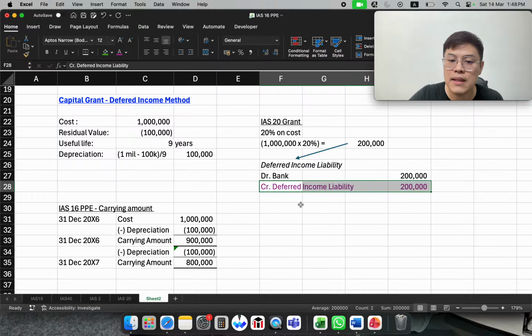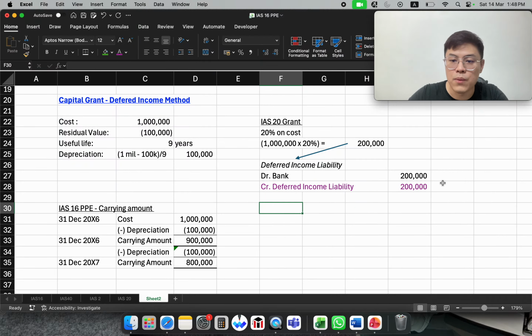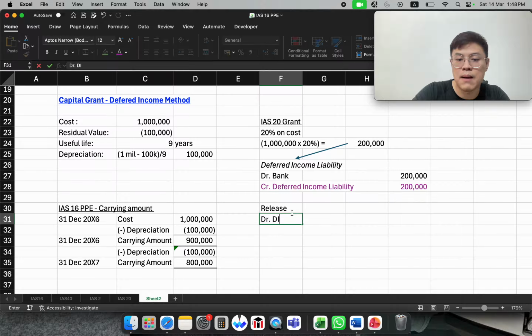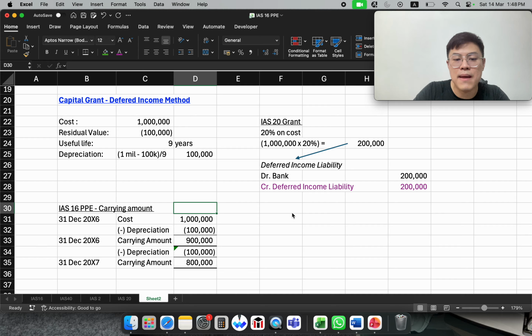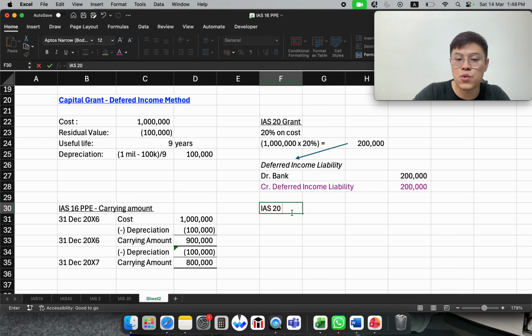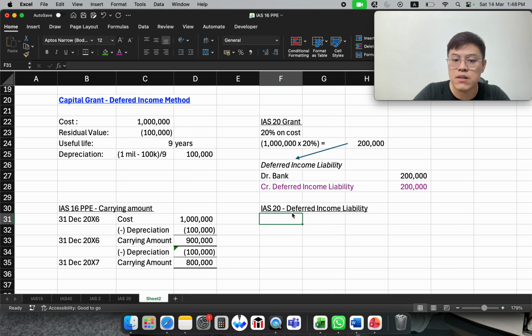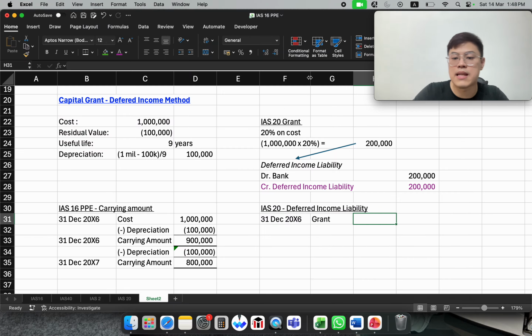So the deferred income liability, we will gradually release out. When you release, we will debit deferred income liability and credit your income under SOPL. But now, let's not focus on this. We will need to maintain a separate schedule called IAS 20 deferred income liability to see more clearly how the movement goes. So on 31st December 20x6, the grant amount will start at 200k.